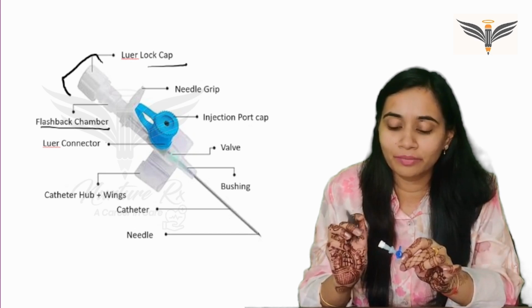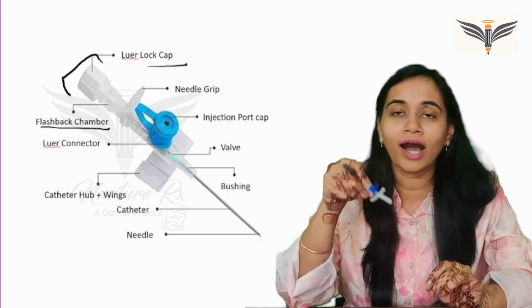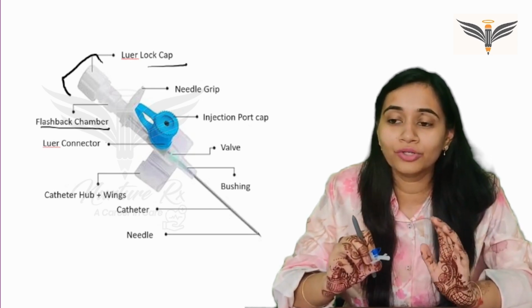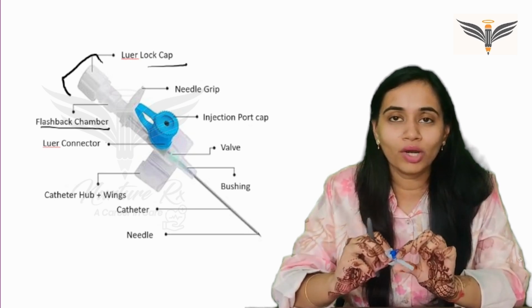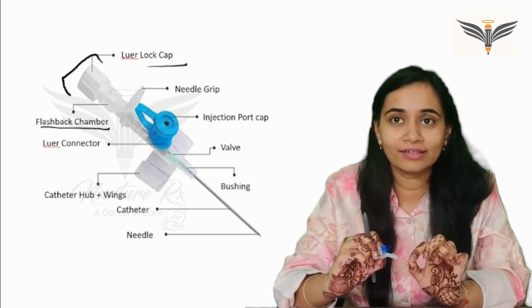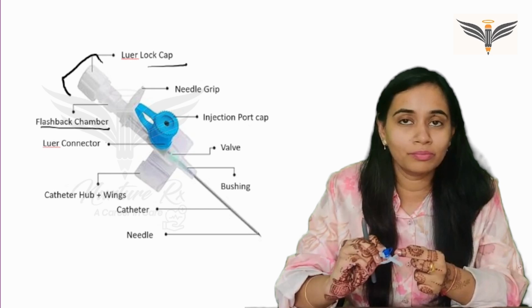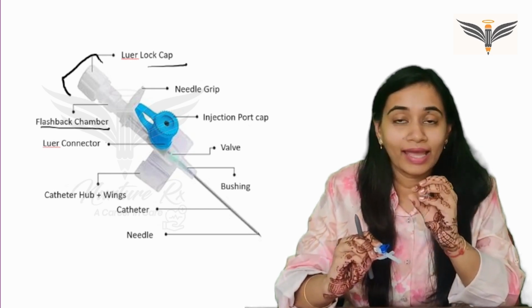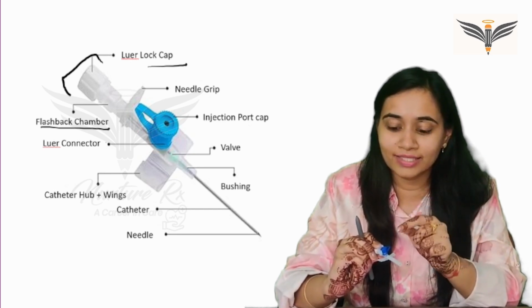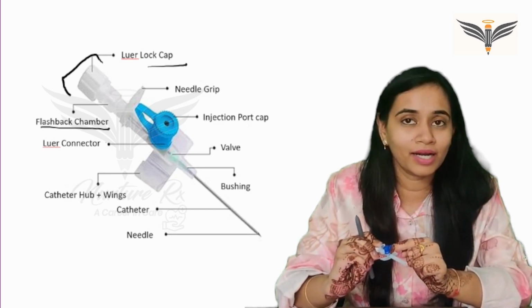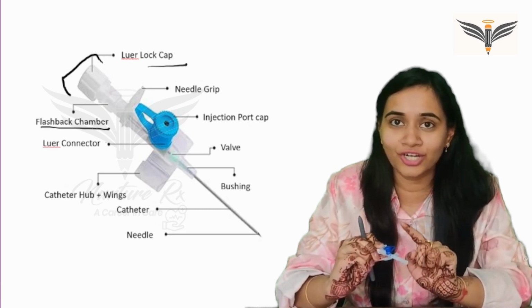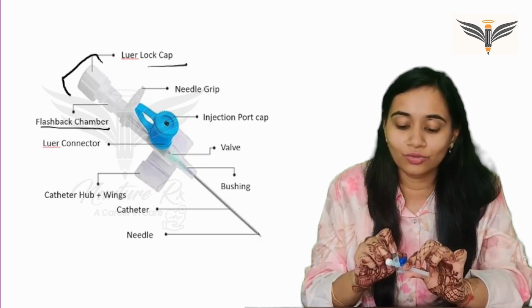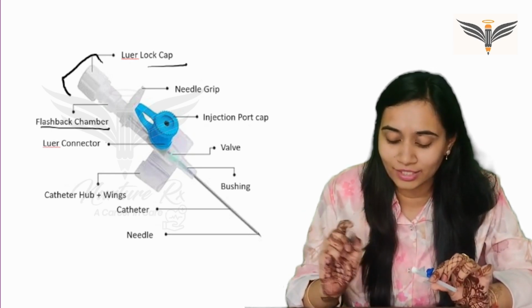What is a flashback chamber? When you're inserting the cannula, how would you know that it has been inserted into the vein? How will you identify it? The moment the cannula enters a vein, a slight amount of blood flows back into this reservoir. This is an open, empty space in which the blood comes back and stays, and you can see it from here. Once the blood has come here, we know that the cannula has been inserted rightly into the vein, and then we can proceed for its fixation, right? So what is this called? This is called flashback chamber.